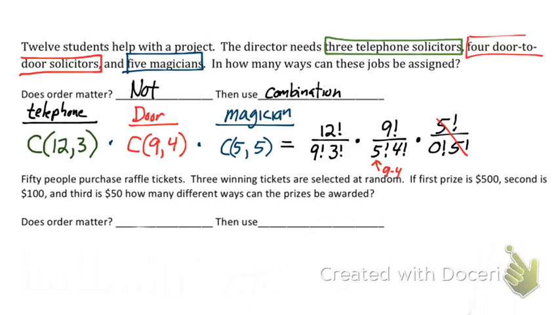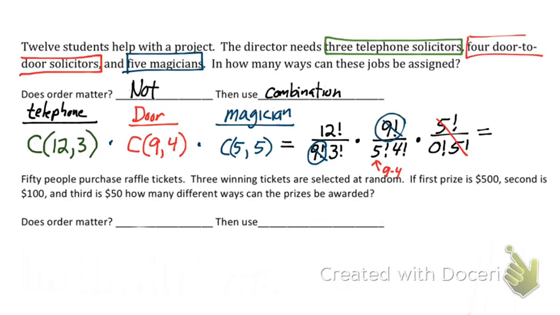But to make our life a little easier, we could look at that and just say, hey, I have a 9 here, I have a 9 right here, I have a 9 here. So I could cancel those guys out as well. And then I would just have 12 factorial over 3 factorial times 5 factorial times 4 factorial, which we could do in our calculator.